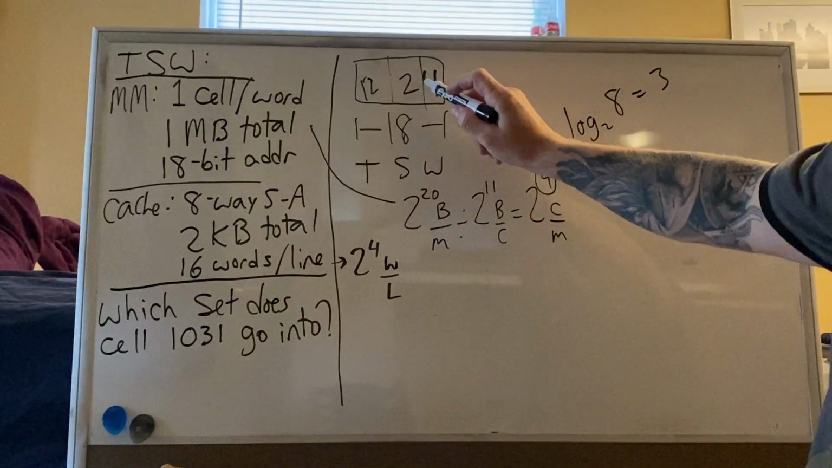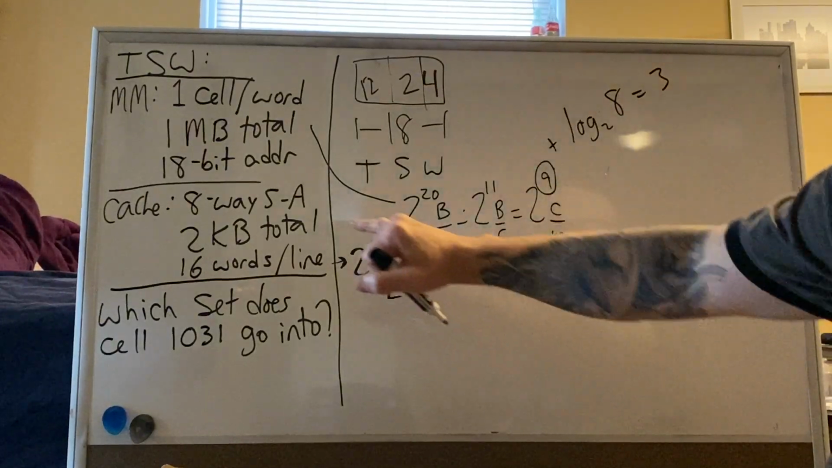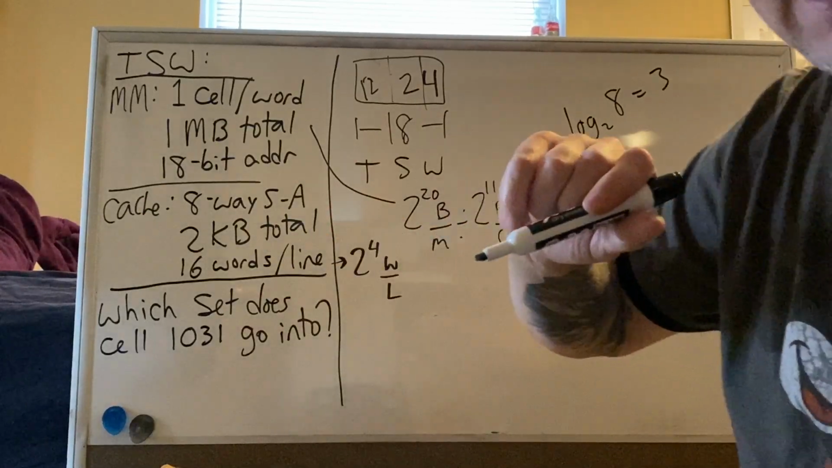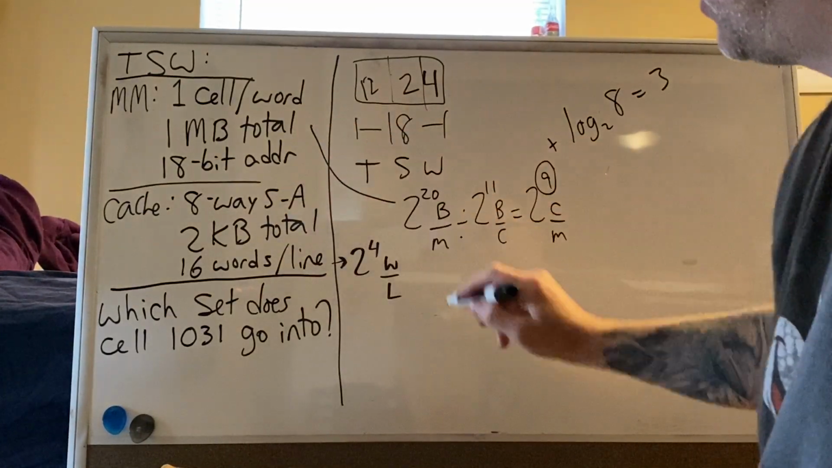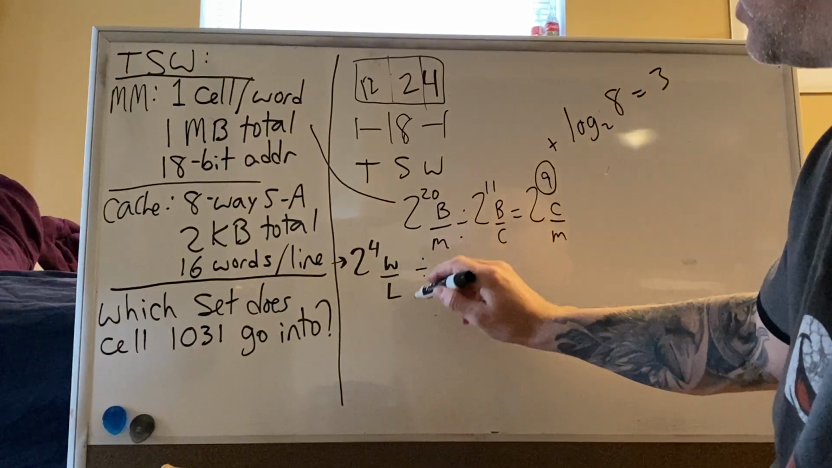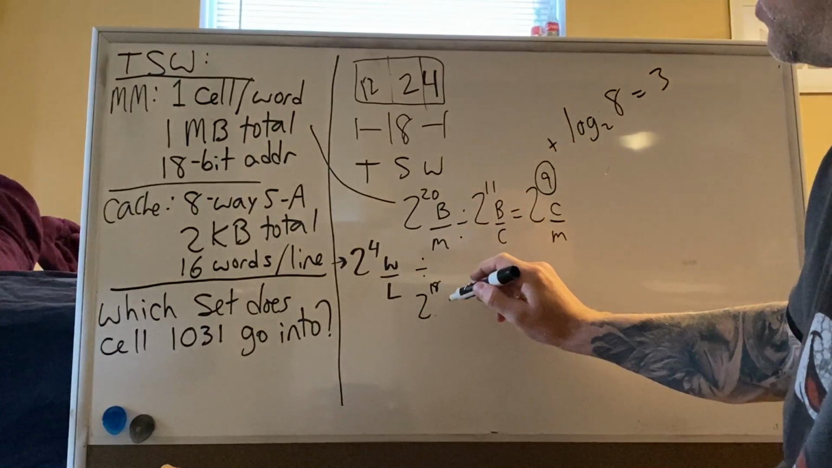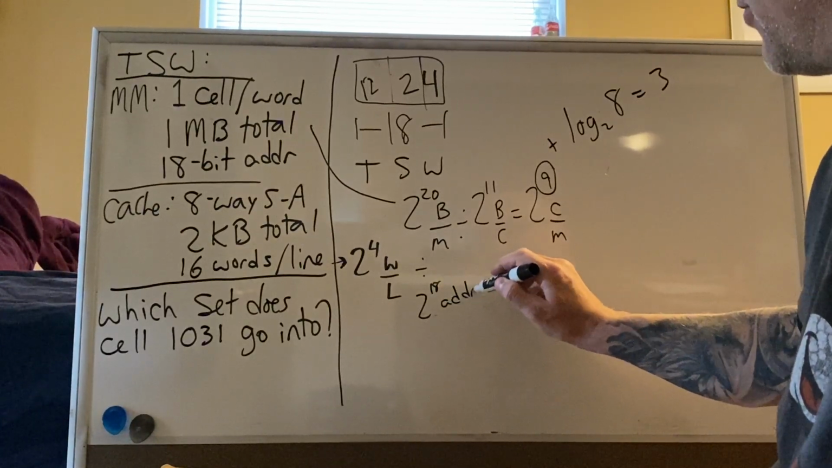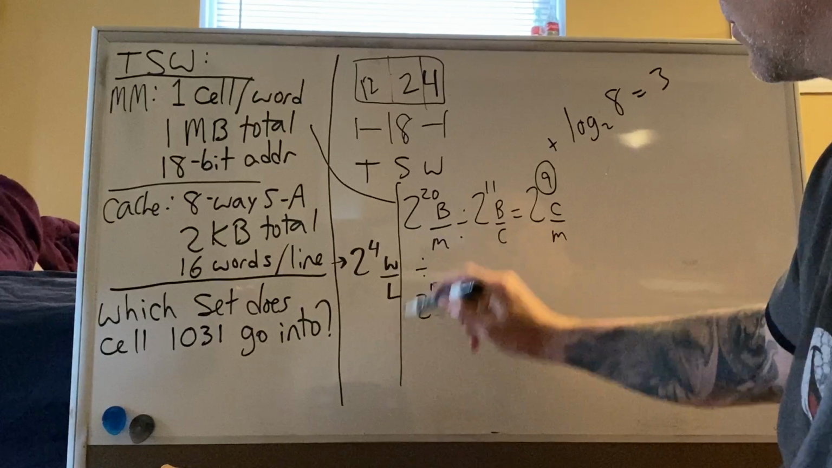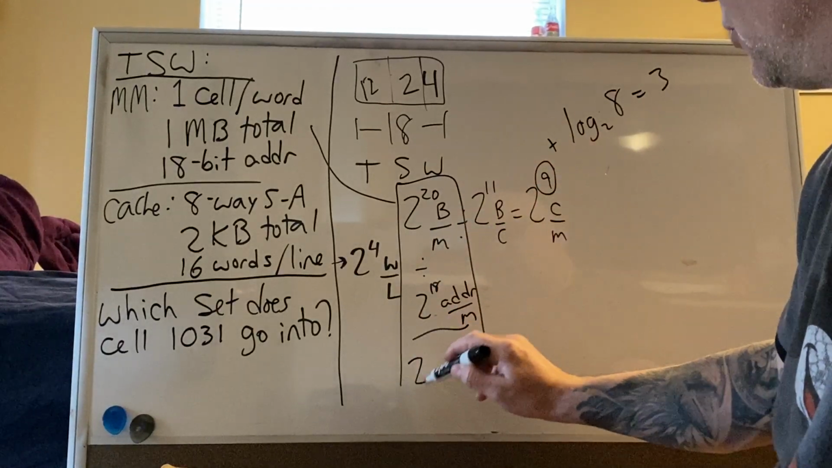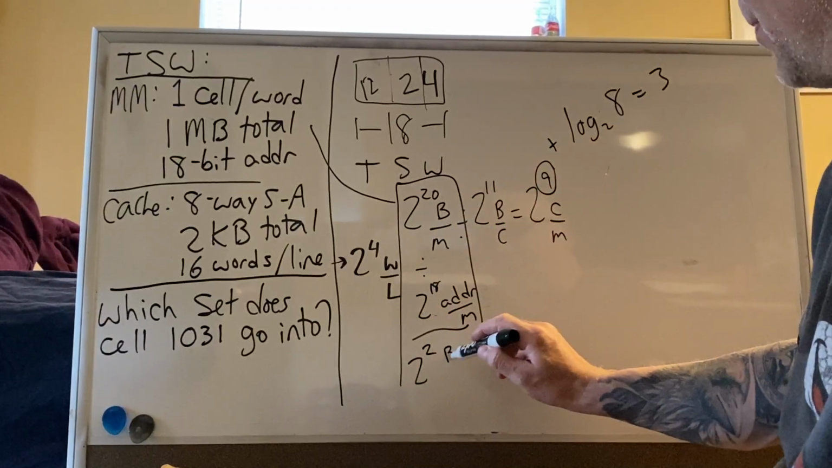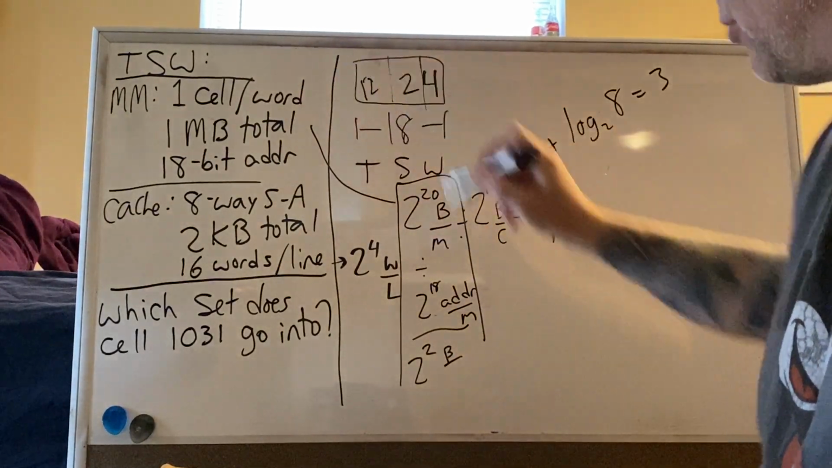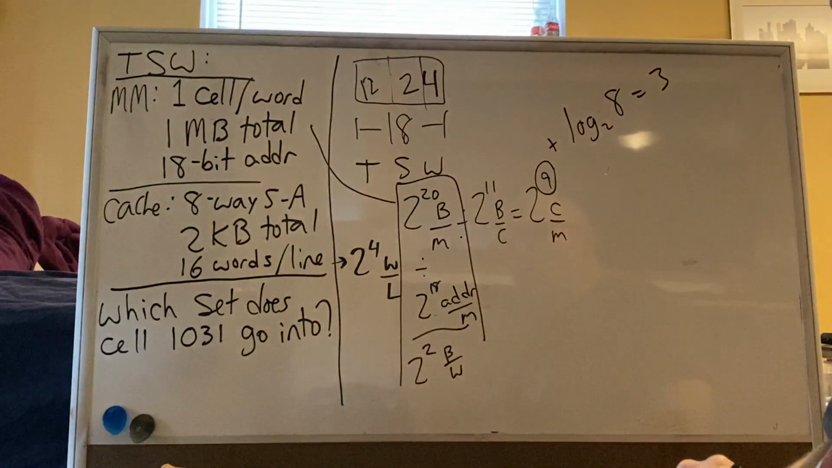Let's see if that adds up correctly, literally. I'm going to check, are there really 4 sets? Well, let's say 16 words per line. How big is a line? I mean, how big is a word? 2 to the 20 bytes per memory divided by 2 to the 18 addresses per memory gives us 2 to the 2 bytes per address, or bytes per cell, because it's the cell that has the address, or bytes per word.